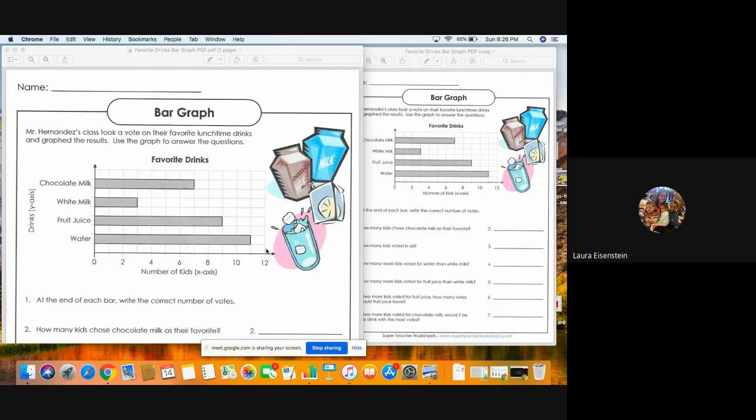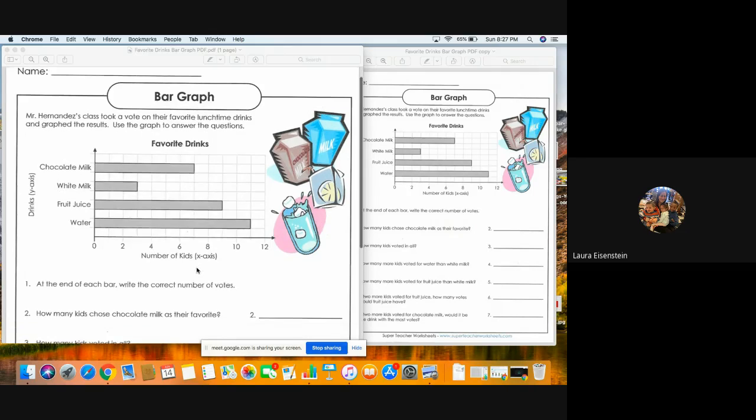So if it's not a multiple of 2, this one is like 11. So water got 11 votes. Fruit juice got 9 votes. White milk got 3 votes. And chocolate milk got 7 votes.